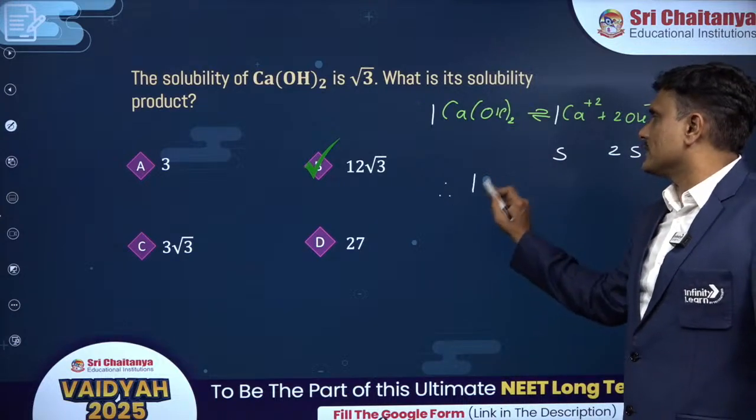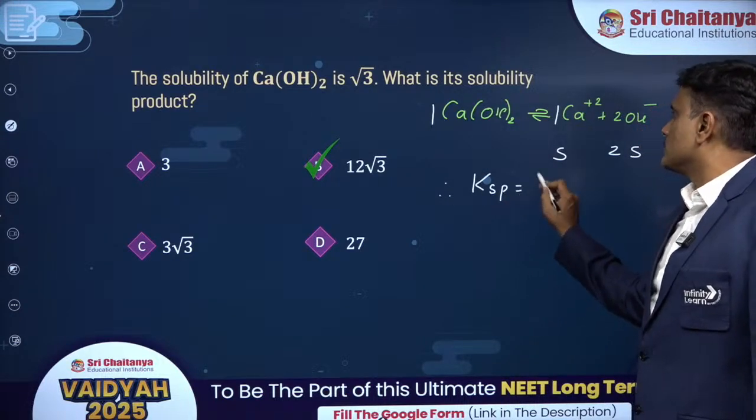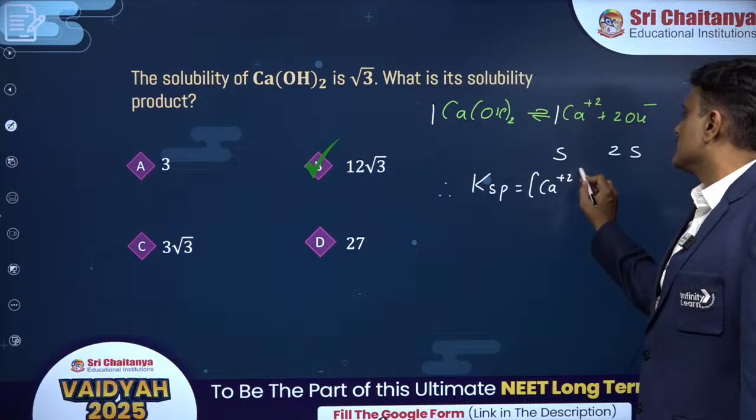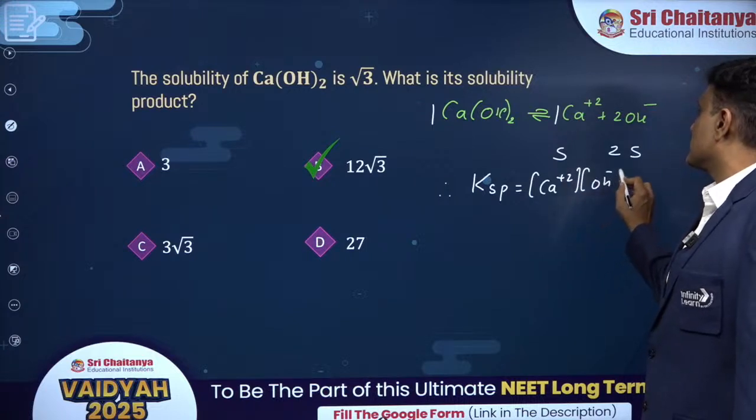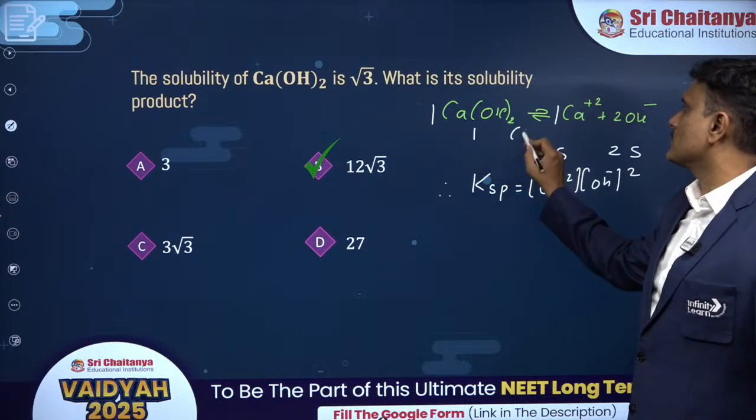So the Ksp will be equal to what? Concentration of the products over reactant. And the concentration of reactant will be 1 because it is solid.